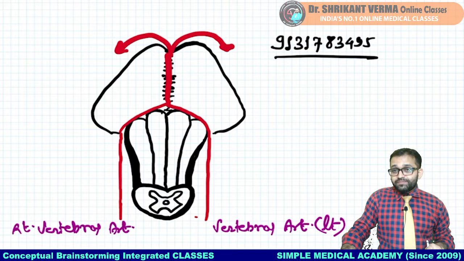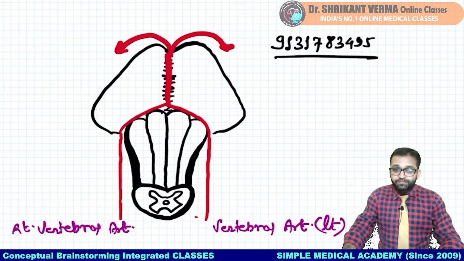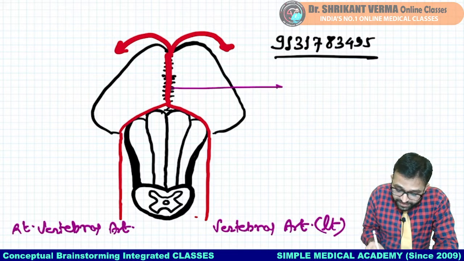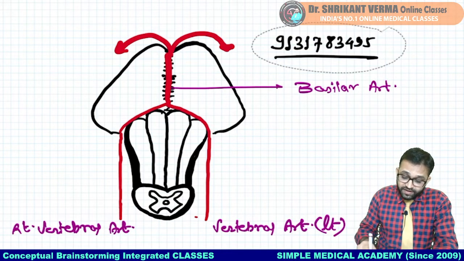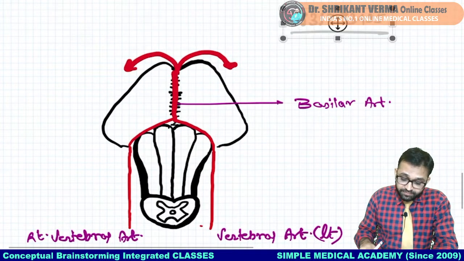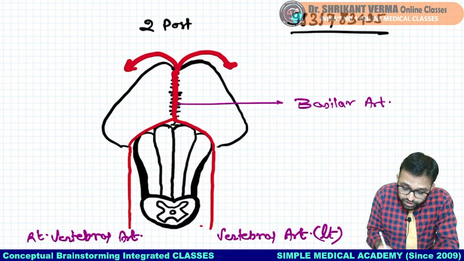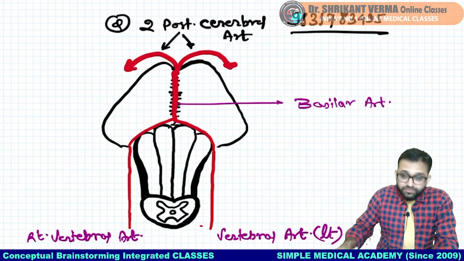Getting the point? Okay. So now try to understand more points. Yes, try to keep your background muted. Fine. See here. So these two arteries are uniting and making a very important artery, that is our basilar artery, at the base of the pons, at the brain stem, and then it is dividing into our two posterior cerebral arteries. So these are more MCQs.